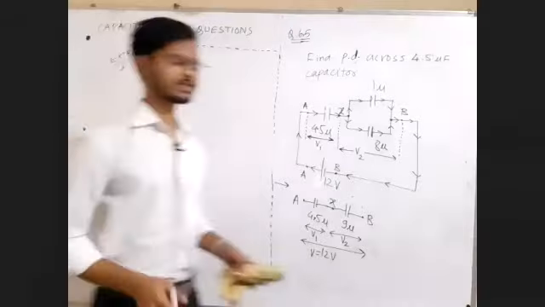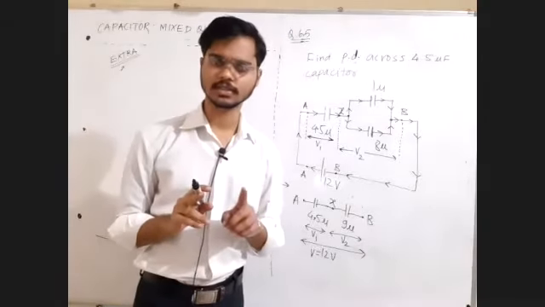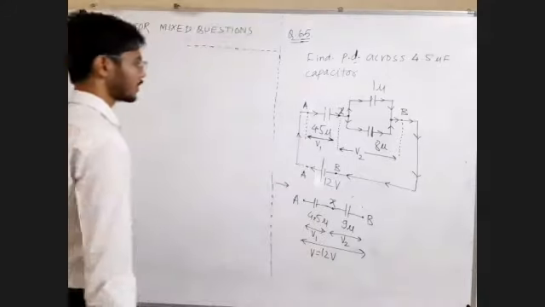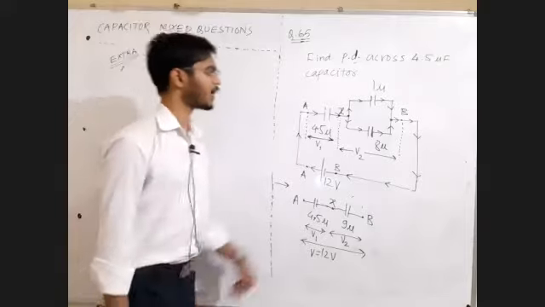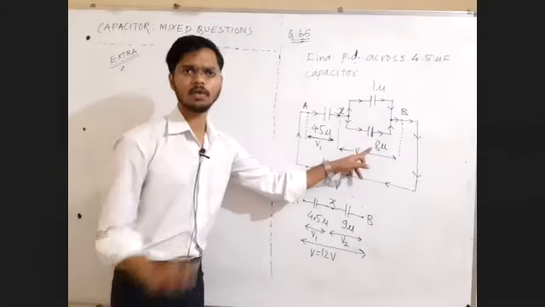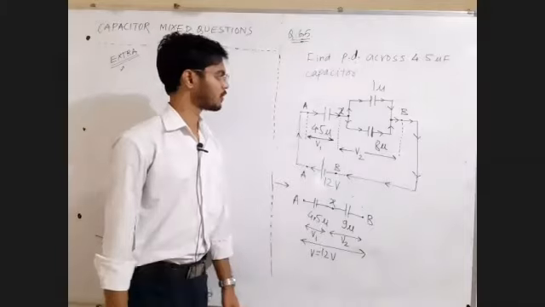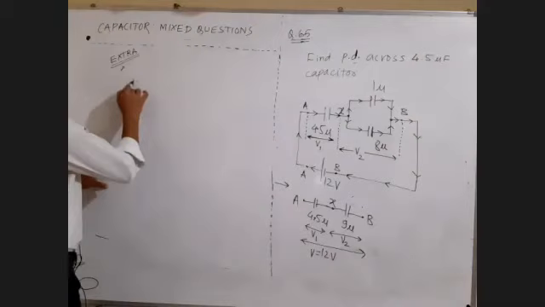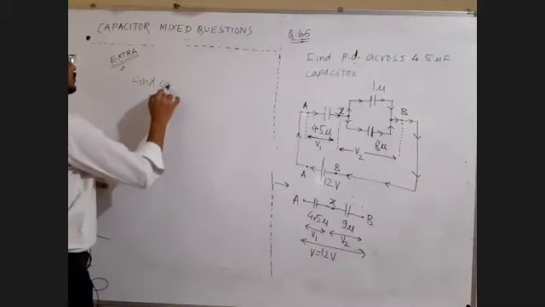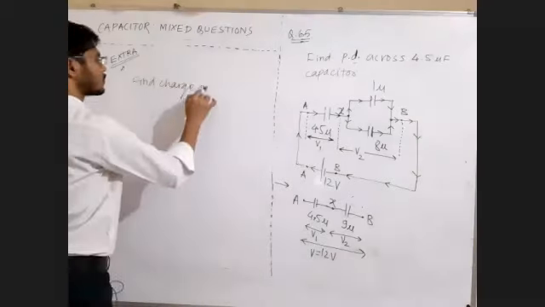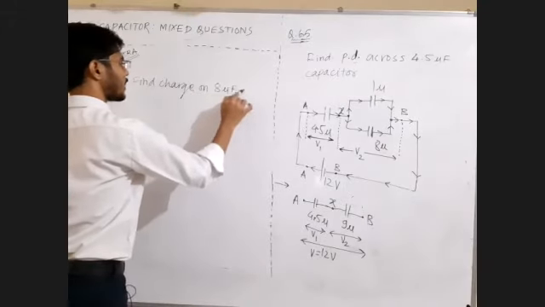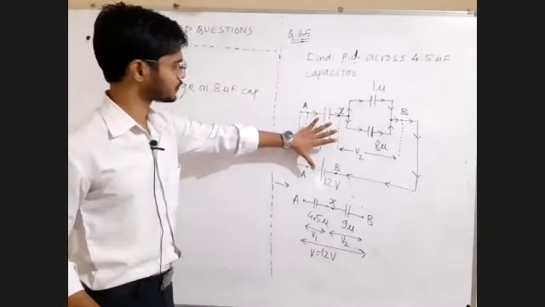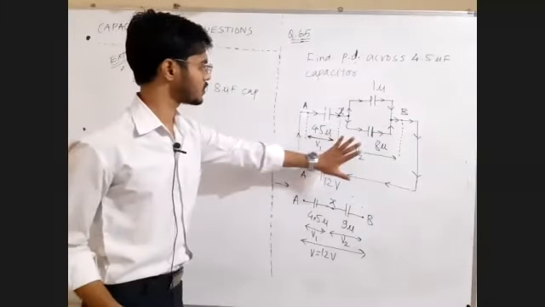Okay. Always remember, if you are asked to find out charge on any capacitor, first find out potential difference across that capacitor. See, you are directly asked charge on this capacitor and no other charges have been given to you. In that case, what you will do is this. Find charge on 8 microfarad capacitor. The same situation, same diagram will be given to you.